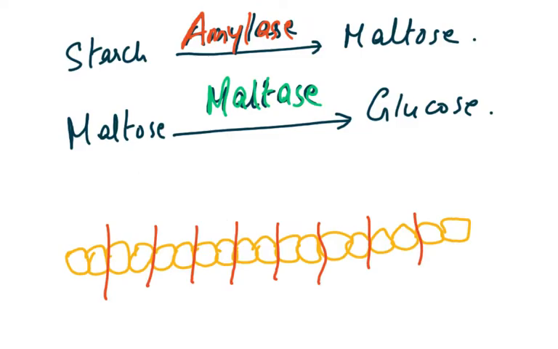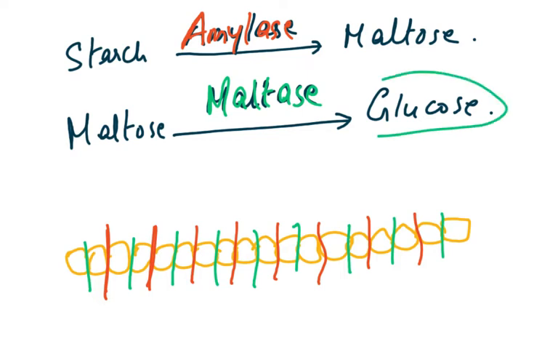Now let's look at the action on starch to maltose. There's an enzyme called amylase, and you can see, as I've shown, it breaks every second bond. Now the maltase enzyme will break every individual bond. So now you have glucose. This glucose can enter the blood and be carried around the body, and then of course this glucose will be respired to release energy.